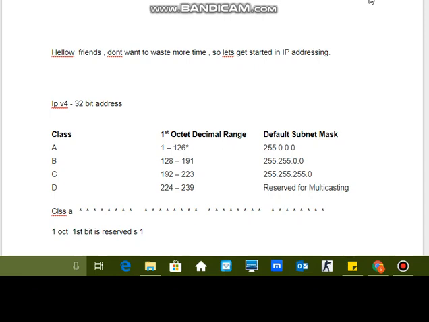Morning. So today we'll learn about IP addressing. So IPv4. Let's talk about IPv4. You can learn IPv6 later. So let's get into the theoretical part. If you Google what is IPv4, you'll get a 32-bit address and these things.